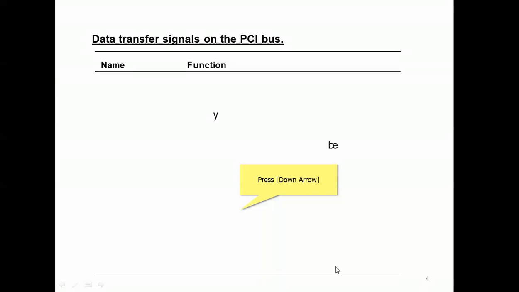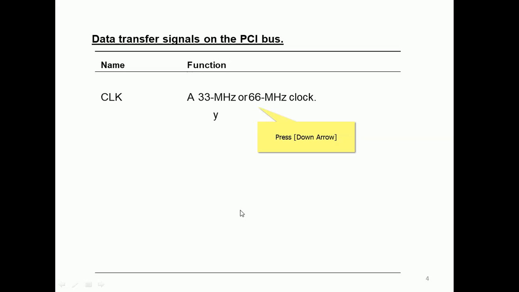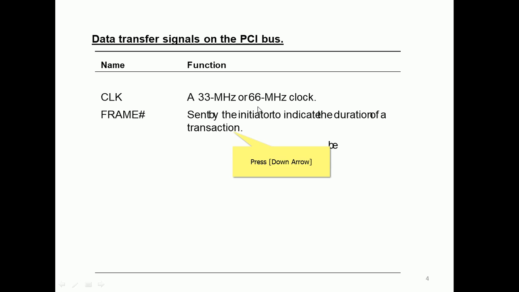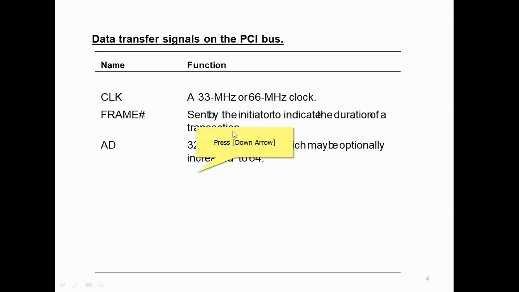So coming to the signal transmission between the PCI controller and the other devices. There are different types of activities based on the clock. So the clock will be there. We have a 33 megahertz clock or a 66 megahertz clock employed. The frame is sent by the initiator to indicate the duration of the transaction. So the transaction duration will be initiated. Then there are the address lines. 32-bit address lines will be there, which may optionally be increased to 64-bit.